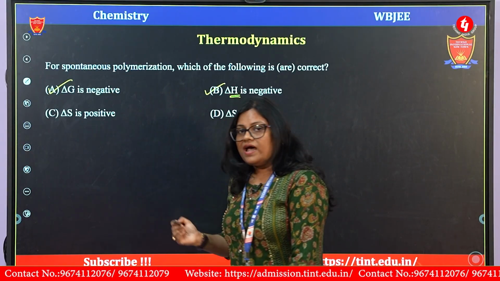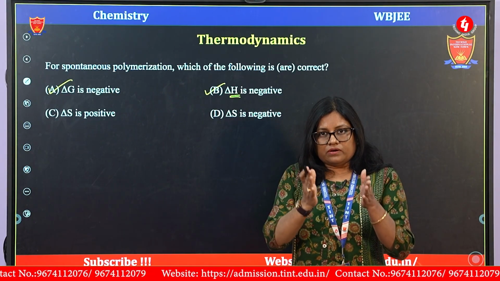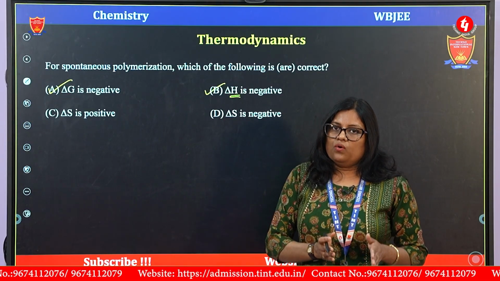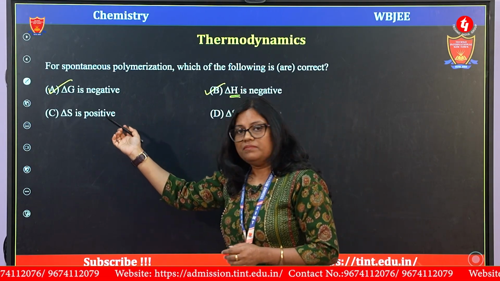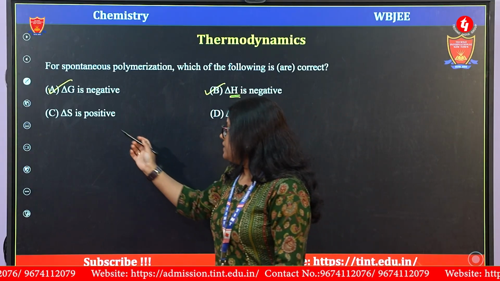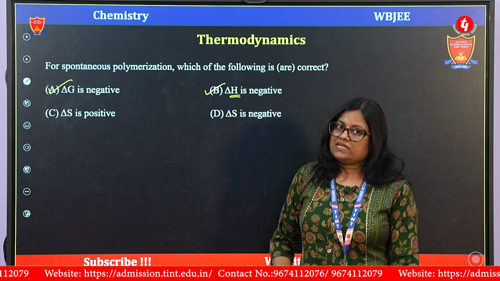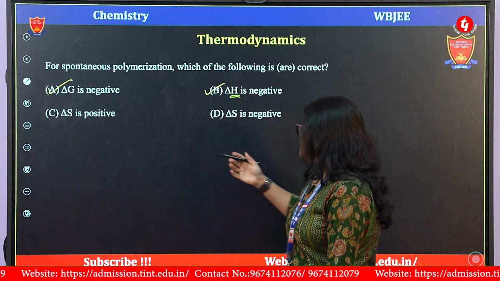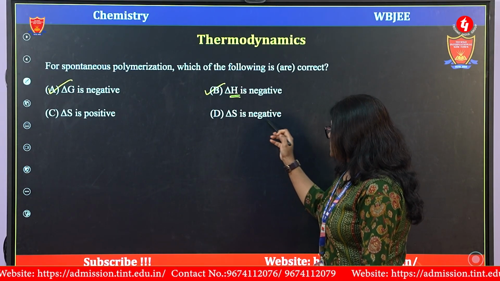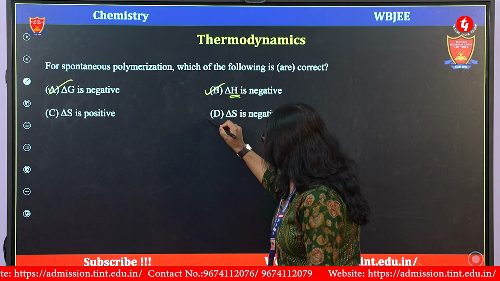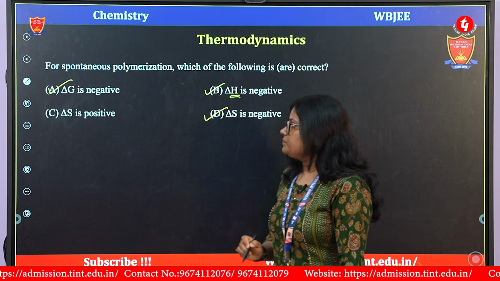What about delta S? Monomers combine to give polymer. So, randomness decreases. Here delta S is not positive, delta S is negative, randomness decreases, and delta S negative is correct for the process.